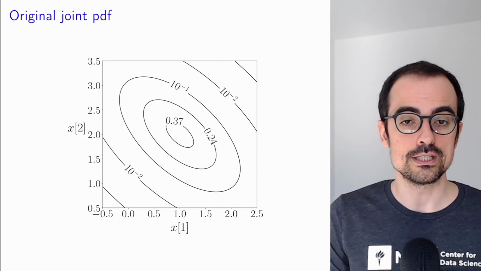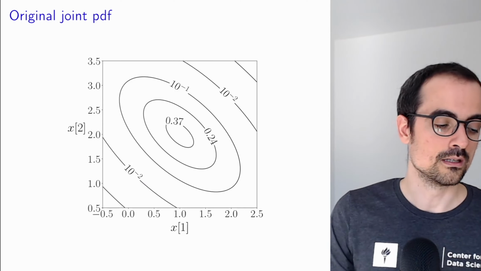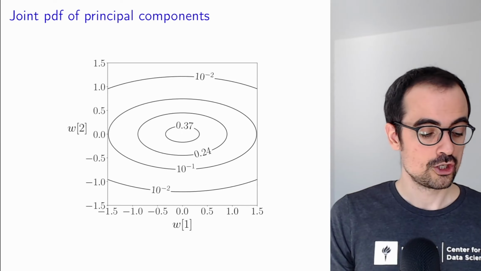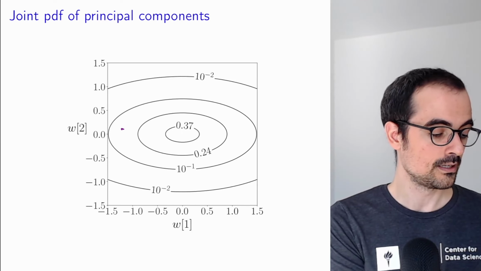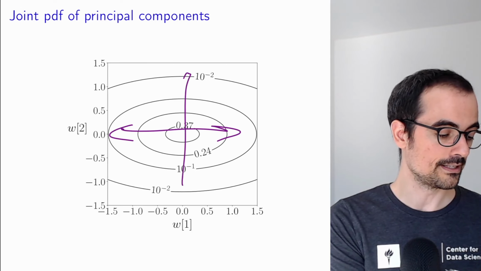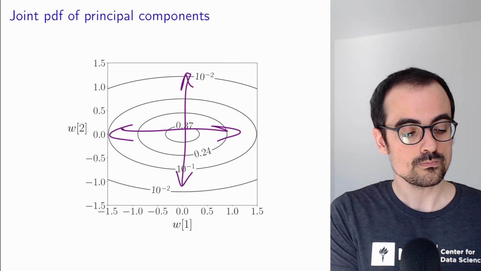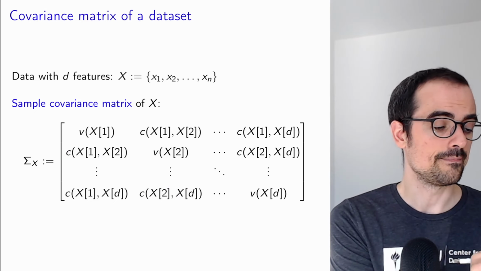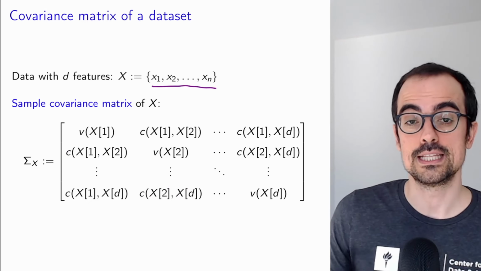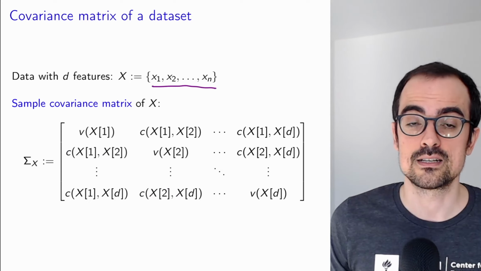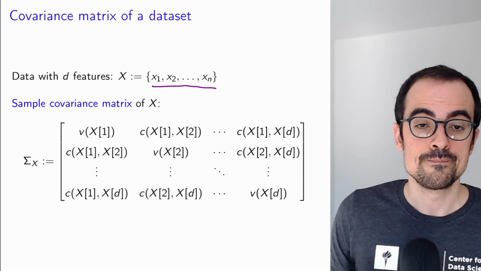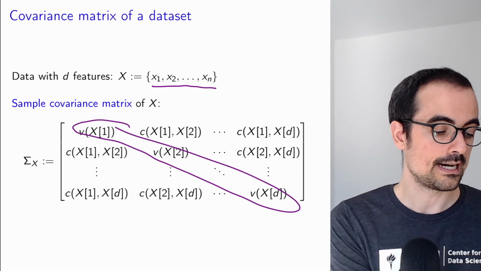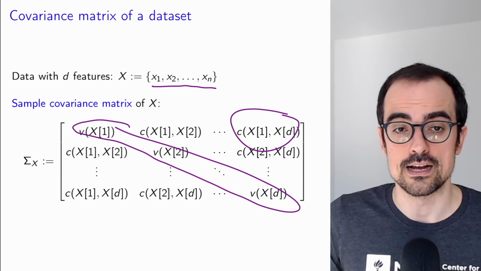So this is the original joint PDF. You can think of computing the principal components as rotating this PDF, so that we have maximal variance in this direction and minimum variance in this direction. We can do something very similar when we have a data set of d-dimensional data points. We interpret them as samples from a random vector, and we compute a sample covariance matrix that has variances in the diagonal and covariances in the off-diagonal.